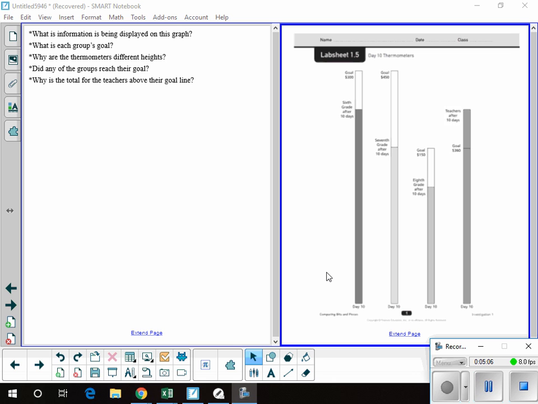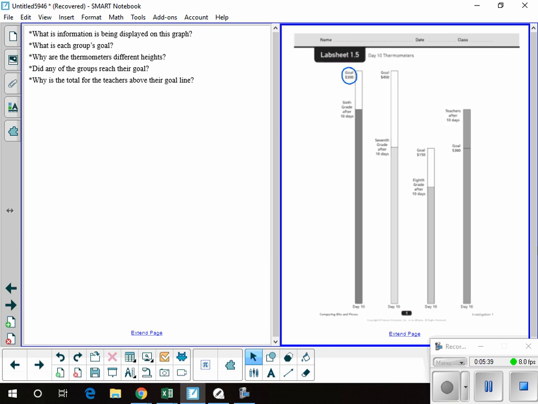Here's my next question. What is each group's goal? So if we look at the 6th grade goal, Emma, what is their goal? The 6th grade goal is $300. And even though it's a little bit tricky to see on the smart board up here, yep, it is 300. All right, what about the 7th grade goal, Sophia? Oh, she's not here today. What about the 7th grade goal, Lily?